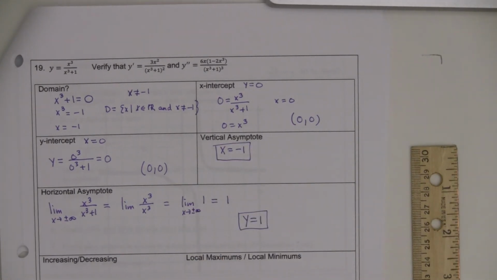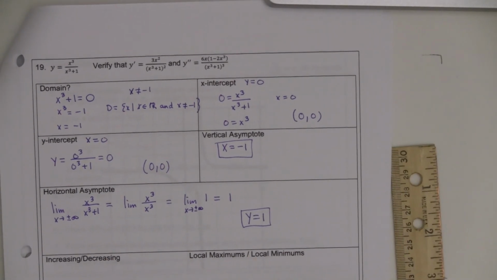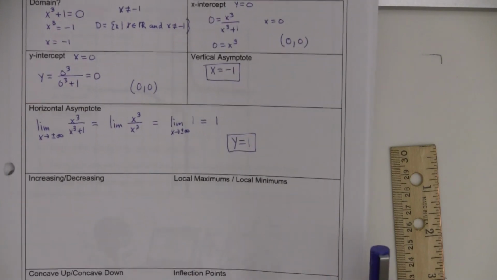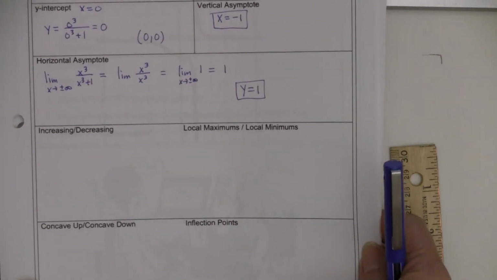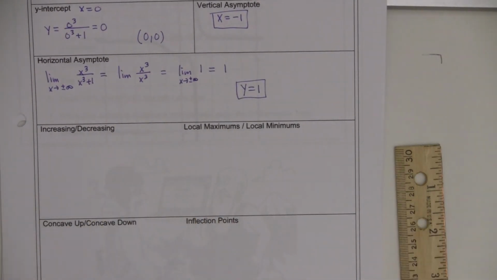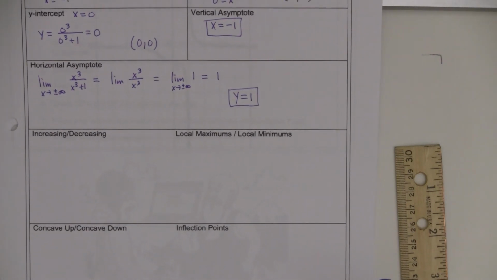That means it doesn't have a slant asymptote, or an oblique asymptote. It either has a horizontal asymptote or a slant asymptote or oblique asymptote. It doesn't have both. Okay, now increasing, and I made this a bit silly on your paper, maybe I should have had a comma in between, but these are the things that we're going to be finding here. And all of these things are found by using the first derivative.